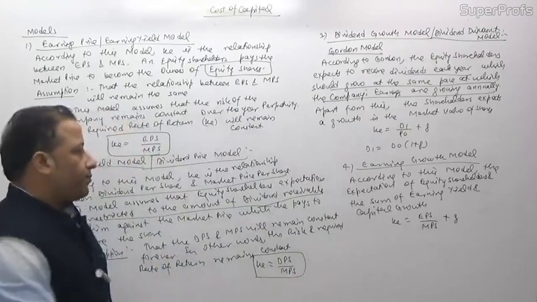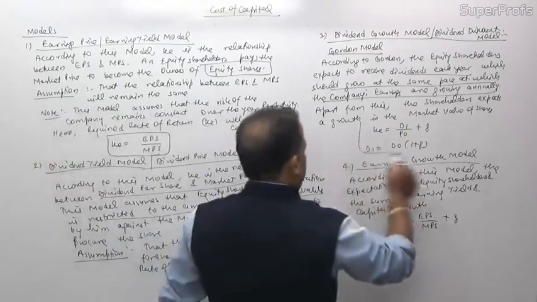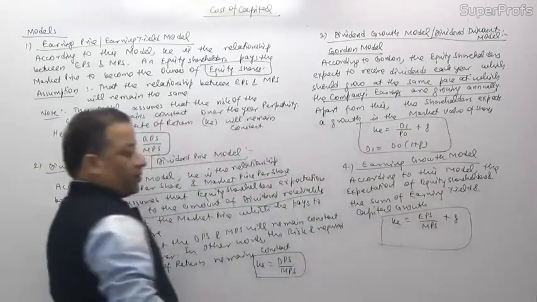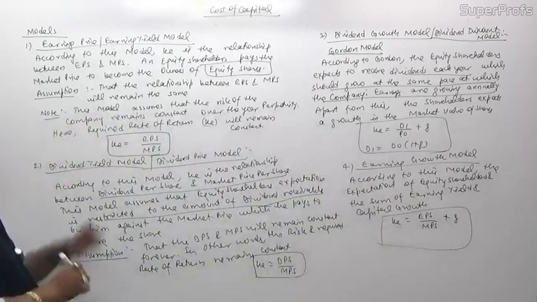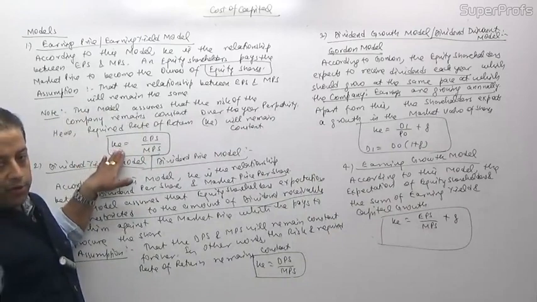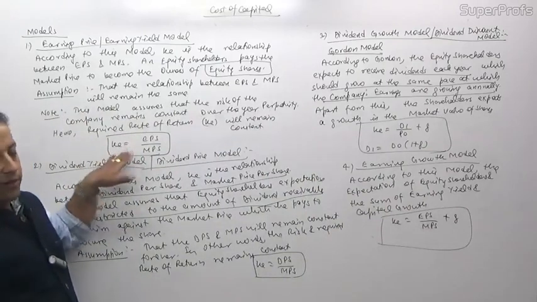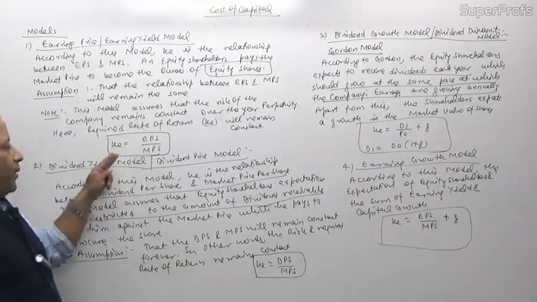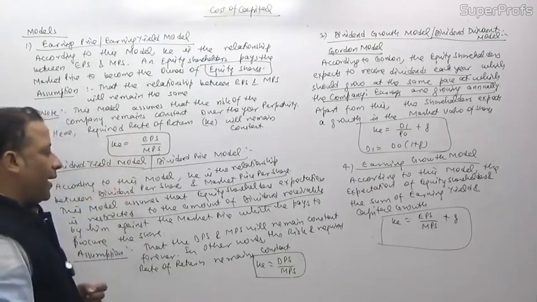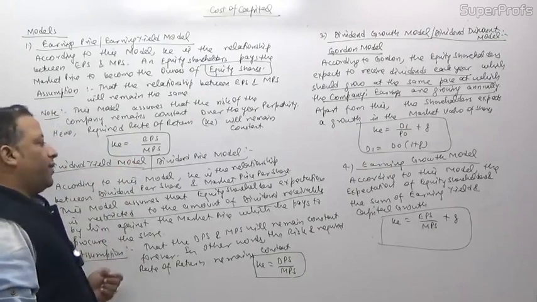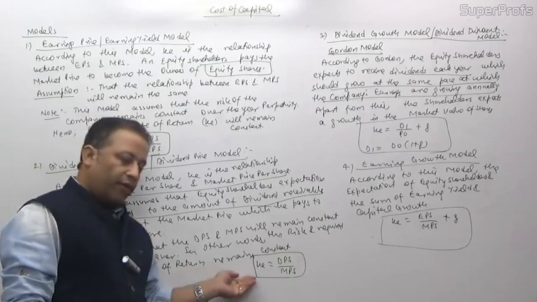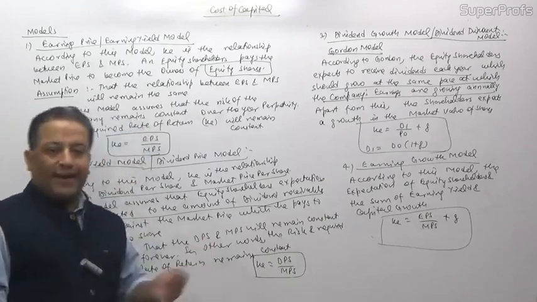So there are 4 models which we have discussed in this class. Number 1 model, earning price or earning yield model: the cost of equity is equal to EPS divided by MPS. But as per the dividend yield model, the cost of equity is equal to DPS divided by MPS.